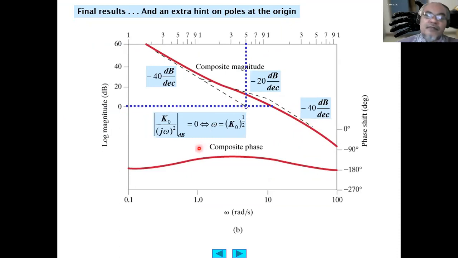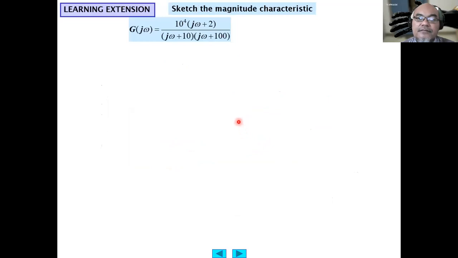Okay. And this is the value at 5 radian per second, k0 over j omega squared, where it equals 0 decibel. From here equals 0 decibel. The omega is equal to the square root of k0.